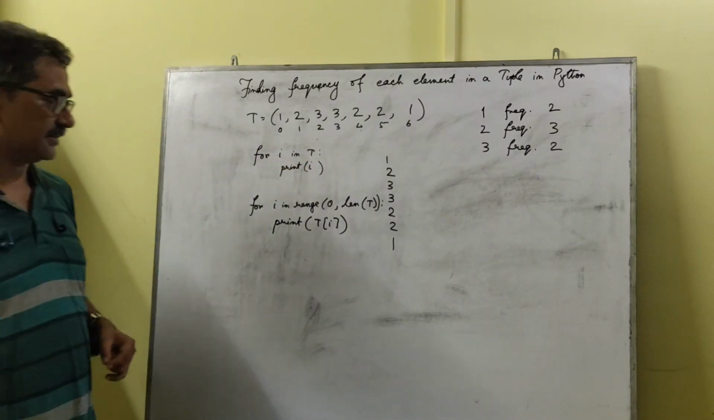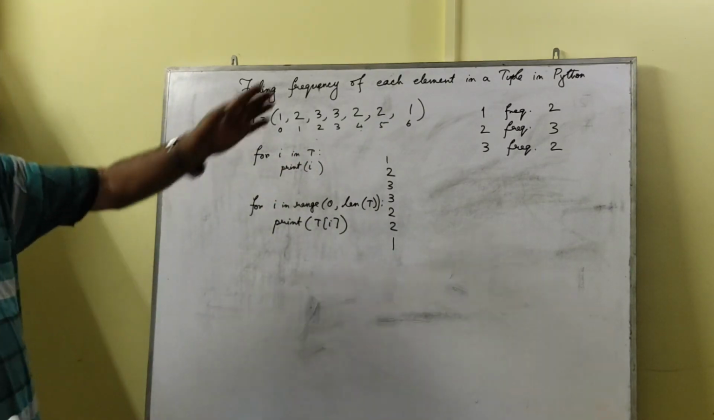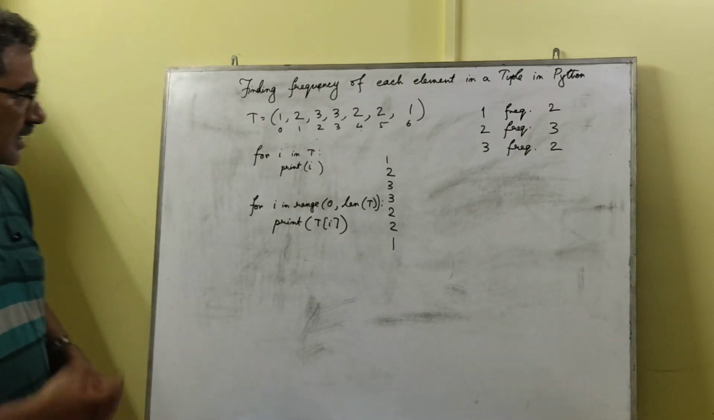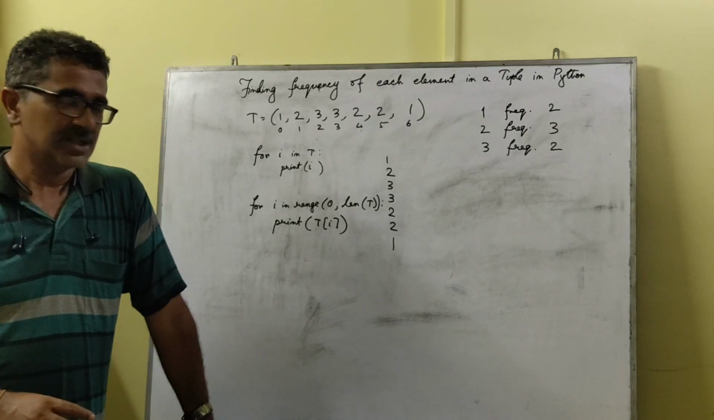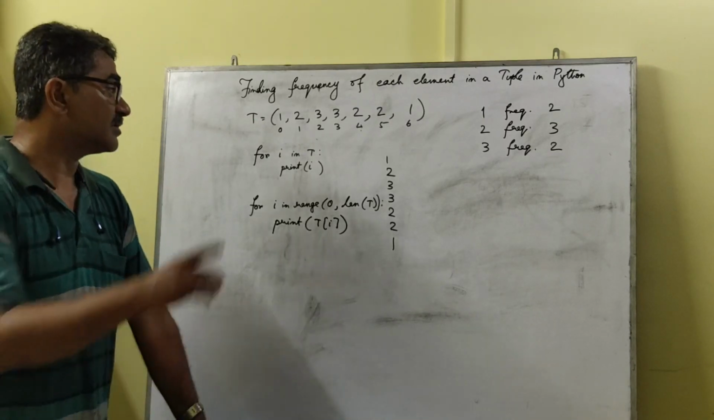Now getting back to the problem, what we are going to do here is find the frequency of each element inside the tuple. So that means I'm going to count how many times 1 is there.